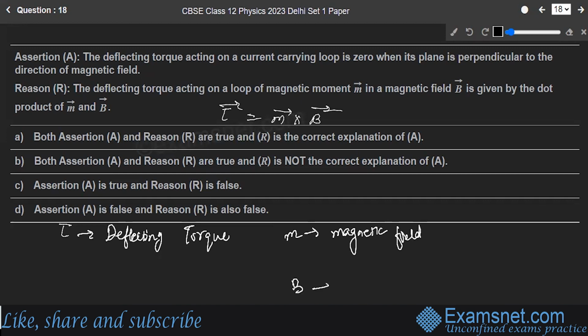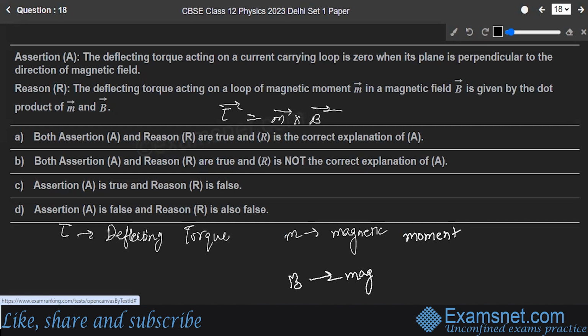And B is, sorry, M is your magnetic moment. And B is the magnetic field. The cross product denotes that it's a vector product.